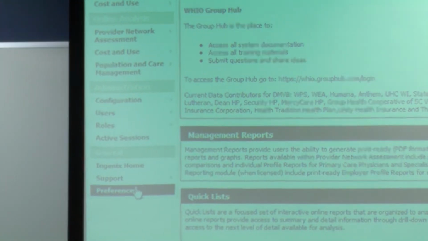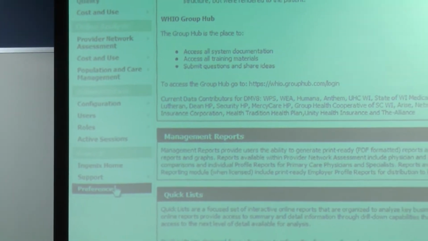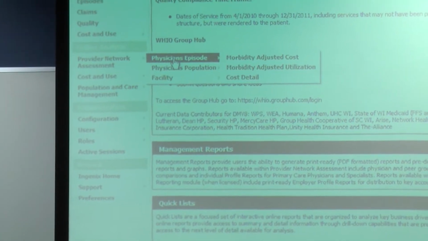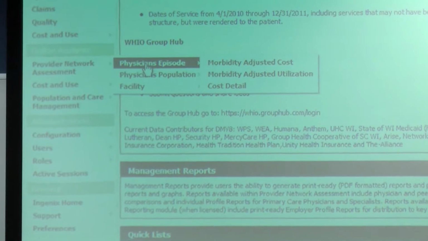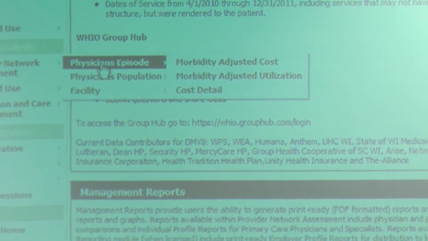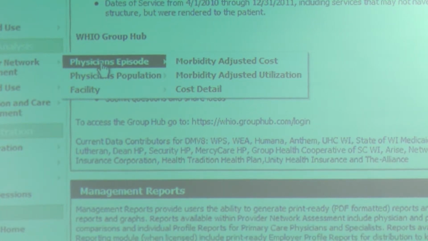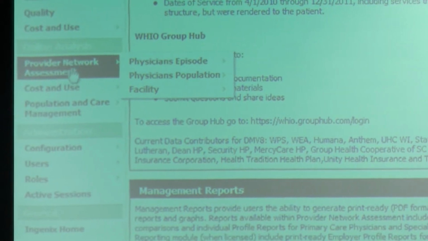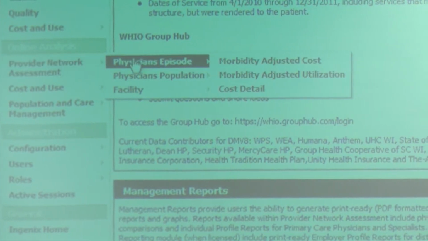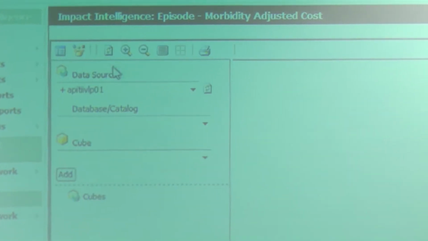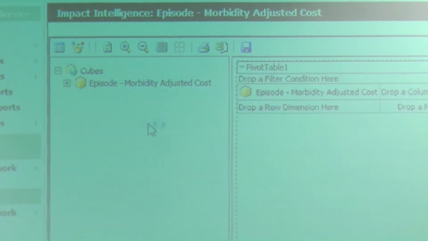So the first thing we're going to do is jump into provider network assessment. If you guys want to follow along, you can. But within provider network assessment, we've got morbidity adjusted cost, morbidity adjusted utilization, and cost detail. Now, everything in online analysis works in a very similar fashion. So if I went into physician episode here and I did morbidity adjusted cost, the first thing that you're going to see is you're going to see a set of dimensions and you're going to see a set of measures coming up into this area right here.